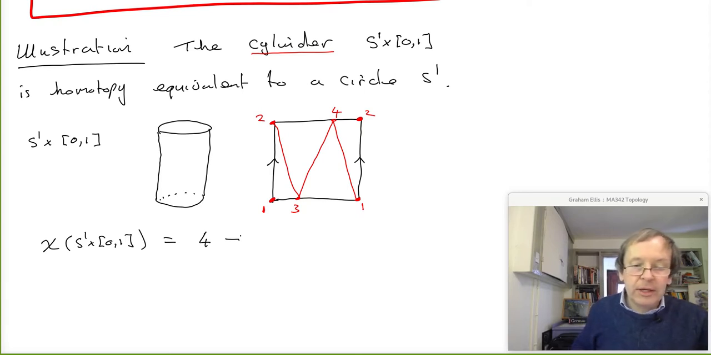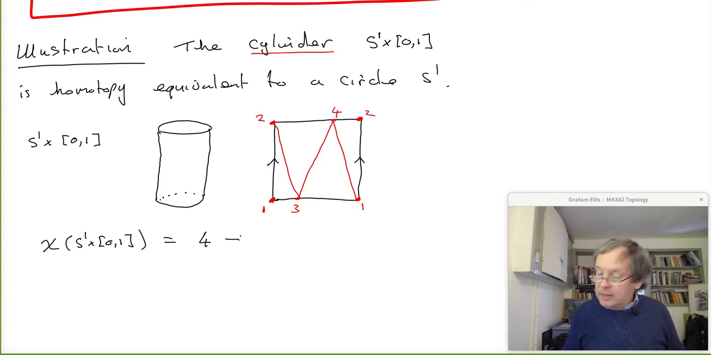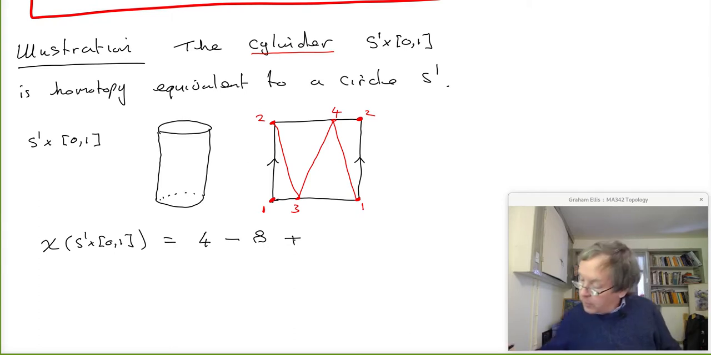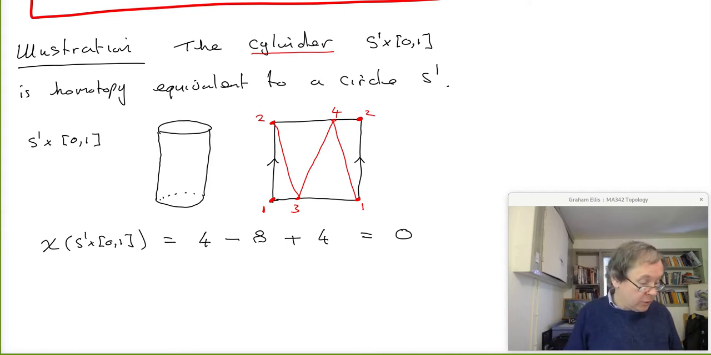Oh, people are having to think. I go along with eight. It's eight, isn't it? I think it's eight. One, two on the bottom, three, four on the top, five is, this edge is the same as that five, and then red edges, six, seven, eight. So I reckon it's eight. Plus the number of two simplices. So how many two simplices? This is a solid piece of paper. So how many triangles? How many two simplices do I have? Four. So we get zero. So the Euler characteristic of a cylinder is zero.